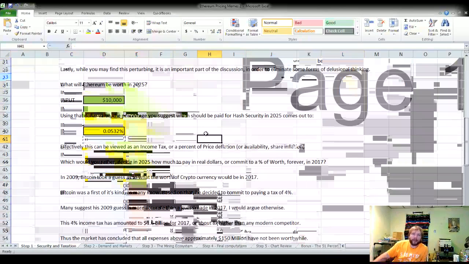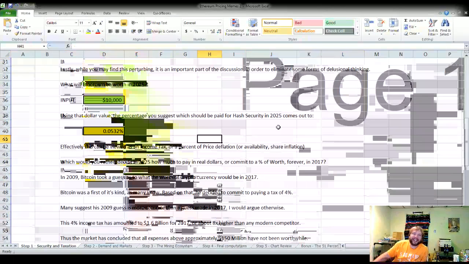Lastly, while you may find it perturbing, it is an important part of the discussion in order to eliminate some forms of delusional thinking. What will Ethereum be worth in 2025? What do you want to guess Ethereum will be worth in 2025? And again, we have to caveat this with being the top 2 cryptocurrencies, which it is now. So we'll just say that. So what will it be worth?